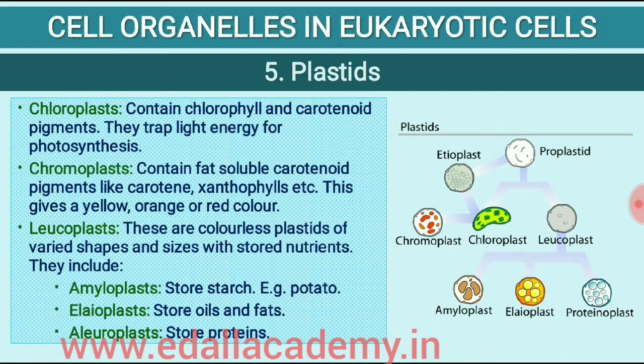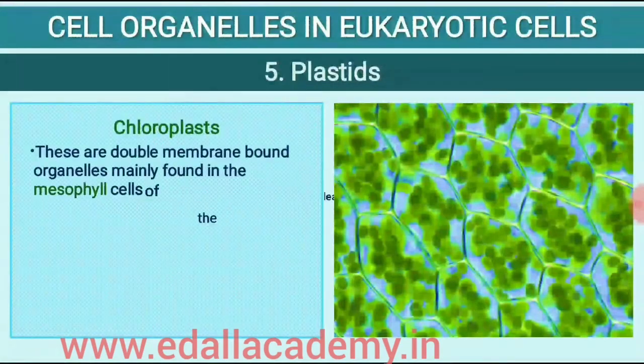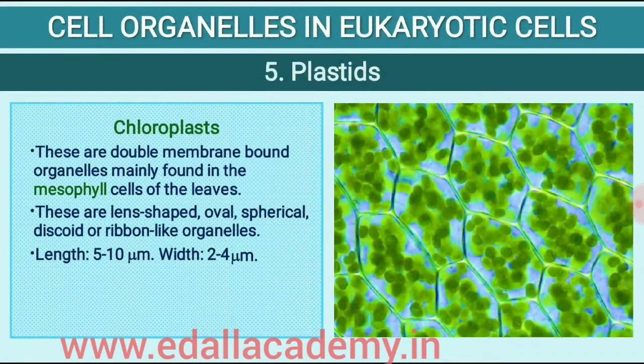The leucoplasts are the colorless plastids of varied shapes and sizes with stored nutrients. Amyloplasts store carbohydrates, starch, for example, potato. Elaioplasts store oils and fats, whereas the aleuroplasts store proteins. Majority of the chloroplasts of the green plants are found in the mesophyll cells of the leaves.